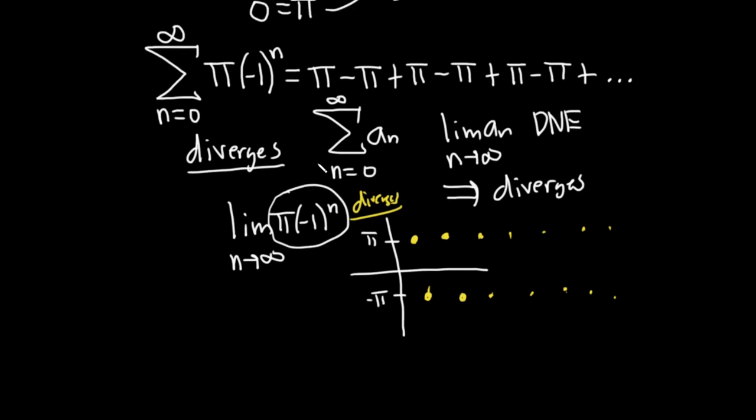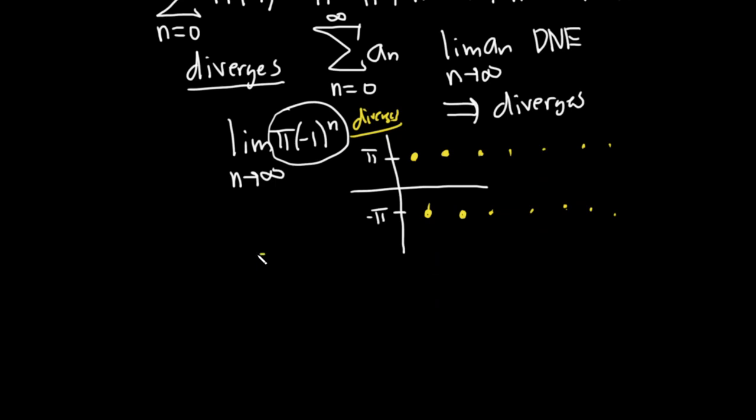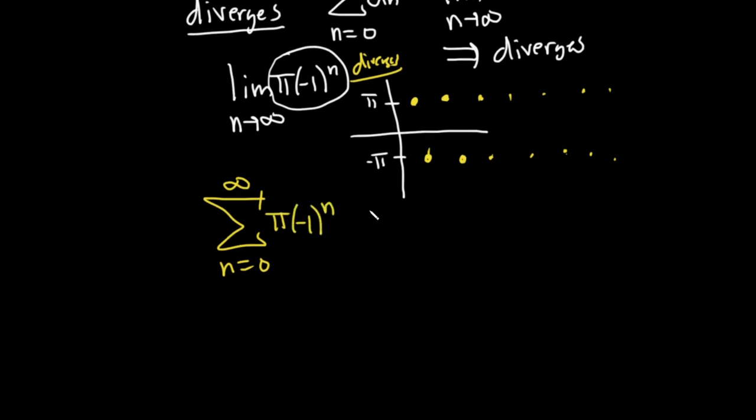So in general, you're just not allowed to do that. Another way to understand it, let me go ahead and write down this infinite sum again for us, n equals 0 to infinity, pi, negative 1 to the n. By the definition of convergence, this is actually equal to the limit as, I'll use k, approaches infinity of s sub k. So this is the limit. S sub k is called the partial sum.